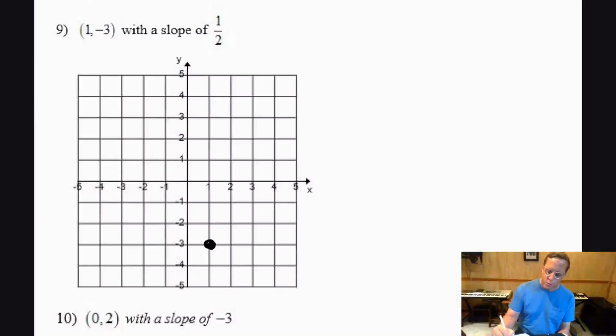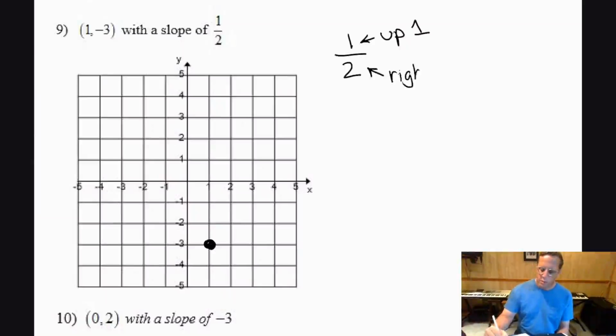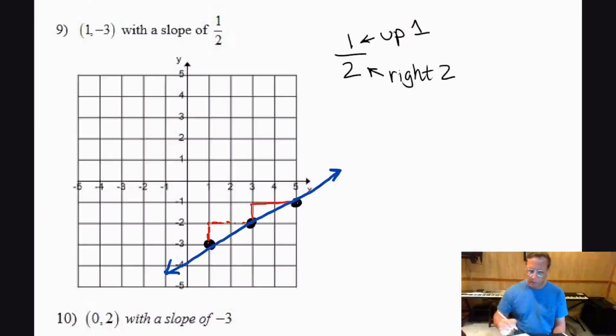Now let's talk about what that 1/2 or 1 to 2 means. When you have a slope of 1, 2, that means up 1. You want to go up 1 and then go right 2. Okay? So you want to go up 1, right 2. So we're going to follow that progression. So we're going to go up 1, right there, and then go right 2. 1, 2. And there we are. And I'm going to keep following that. Up 1, right 2. So that's what the line will look like with a slope of 1/2, and it goes through that point 1, -3.